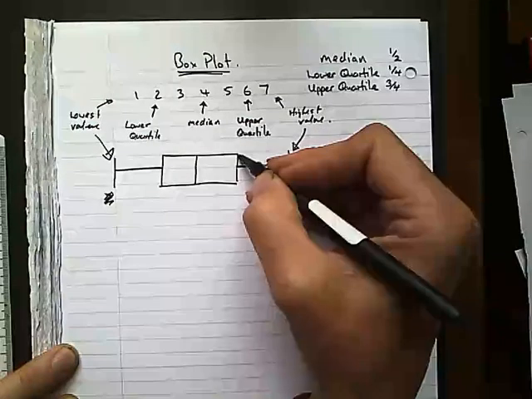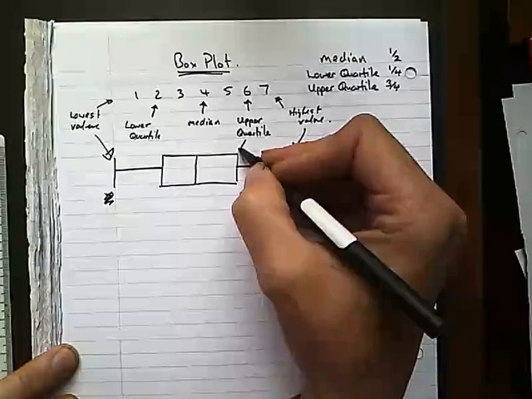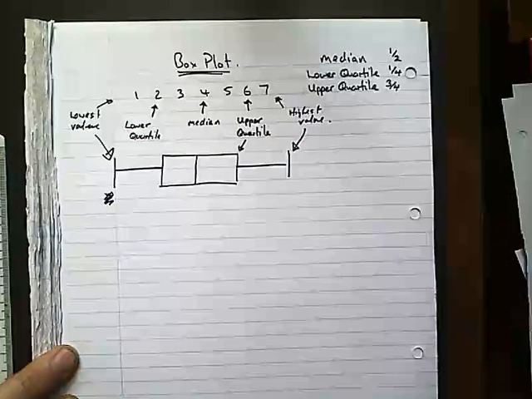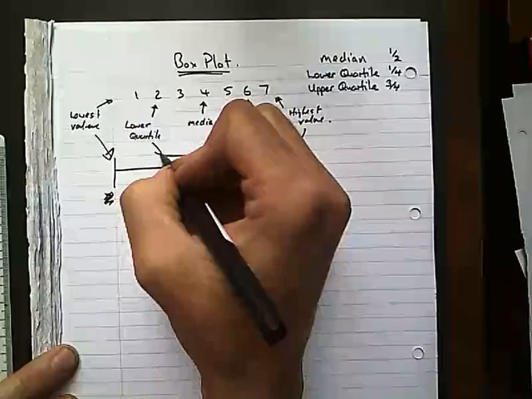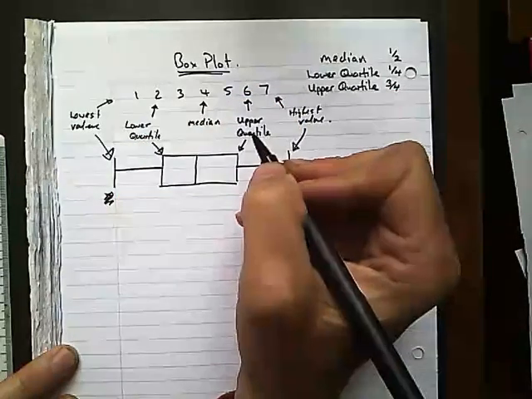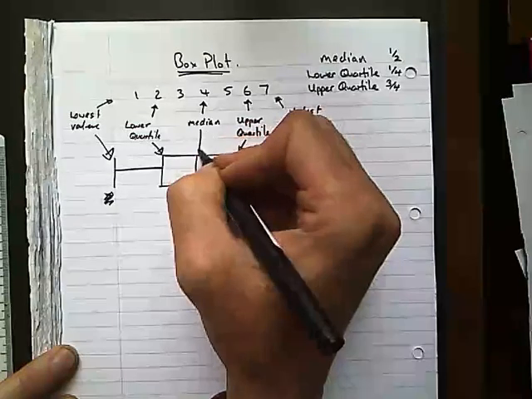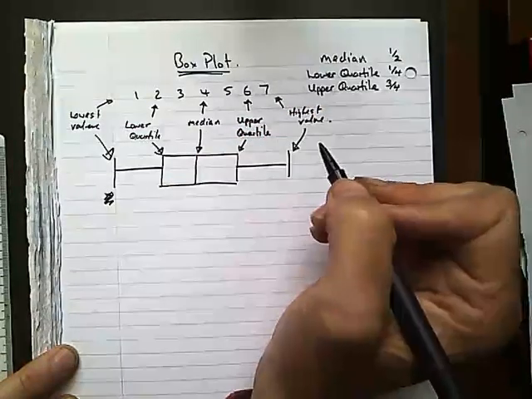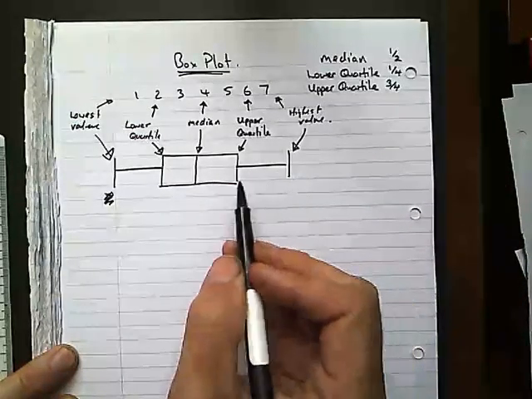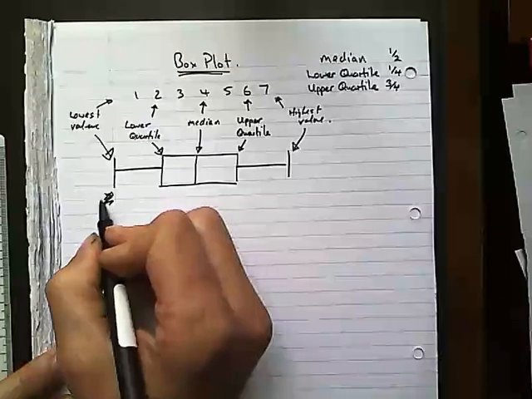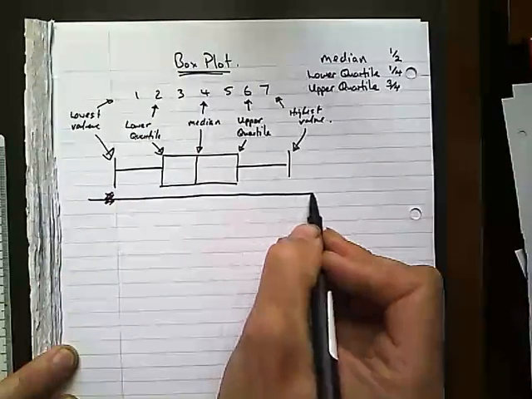This edge of the box, this line at the edge of the box, will be where your upper value is, your upper quartile. This value on the left-hand side of the box will be your lower quartile, and this line will be on the value where your median is. Okay, so to go with your box and whisker plot, you would have a scale, and normally the scale will run along next to your box and whisker plot.